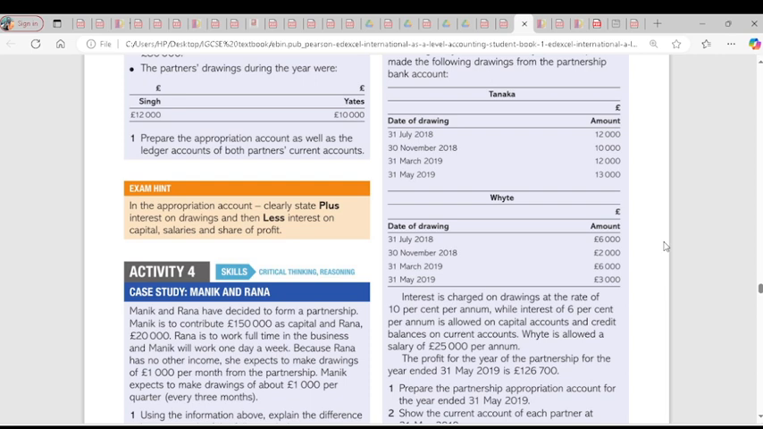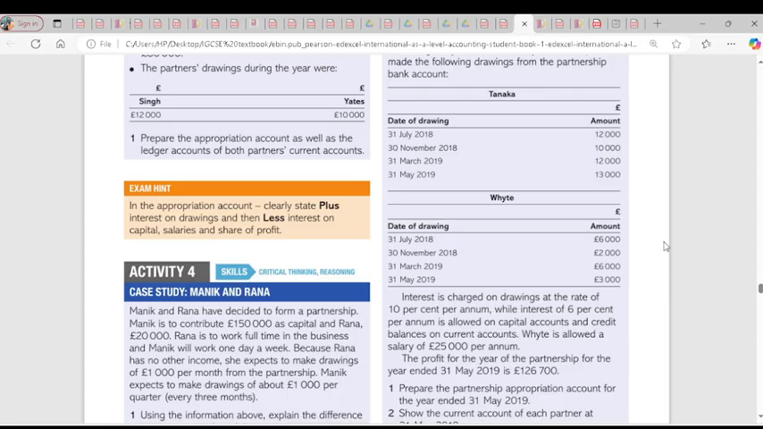Then the second one, 10,000 from 30th November 2018, which is 6 months. So how do you calculate that? We already know it is 1,000 for the whole year, right? So 1,000 divided by 12 multiplied by 6, which is 500. For 6 months is 500.